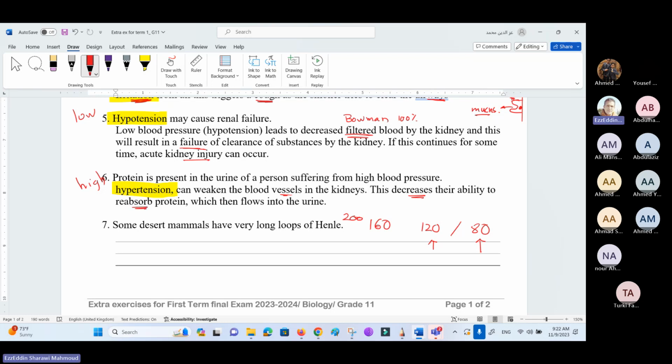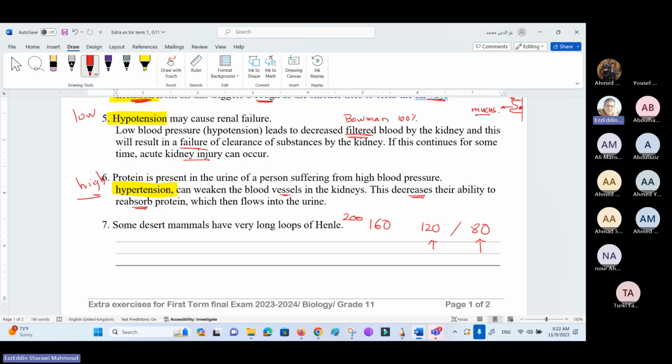Okay? Proteins, mainly, have big size, so they are not allowed to be filtered inside Bowman's capsule. But the presence of high blood pressure will cause the escape of a lot of small-sized proteins, medium-sized proteins, and even the large-sized proteins can escape from our glomeruli into Bowman's capsule. And so this will cause the appearance of proteins in urine. So this is another type of kidney damage.